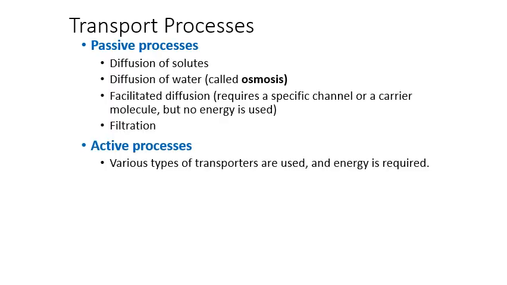All right, so as far as passive processes go, the main passive process is diffusion. We can also get passive transport through osmosis, which is the diffusion of water. Then we have facilitated diffusion. So facilitated diffusion is just like diffusion, except that we're using a channel protein to help facilitate that diffusion. And then filtration. And for active processes, we're using these protein transporters that require energy.